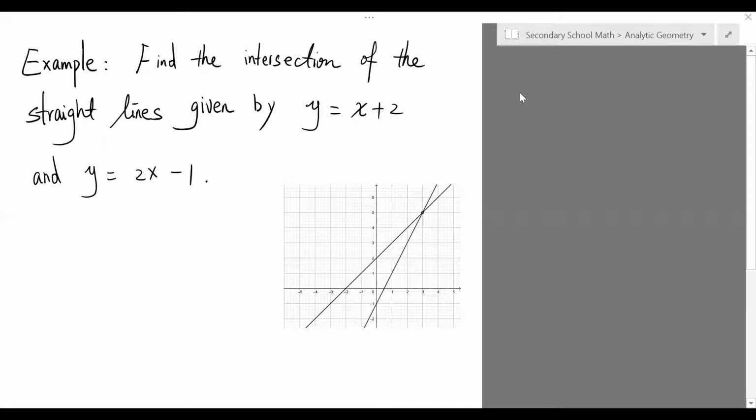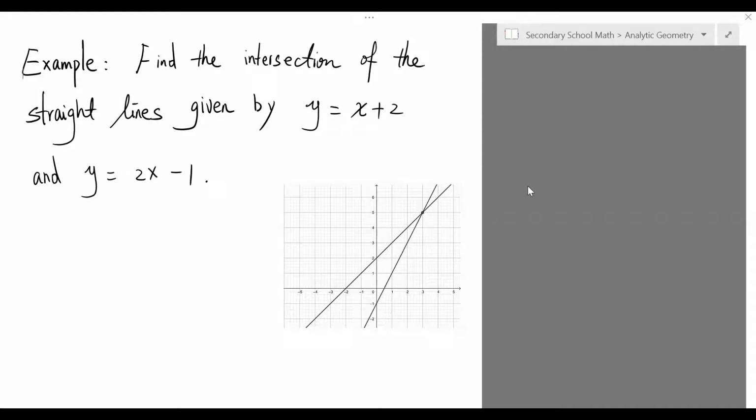Here's the first example. We're going to find the intersection of the straight lines given by y equals x plus 2 and y equals 2x minus 1. The illustration of these two graphs is on the figure up here. So we're looking for the intersection, which is this point, on both of those two graphs. As we have mentioned, we're going to abide by the principle that we have just described.